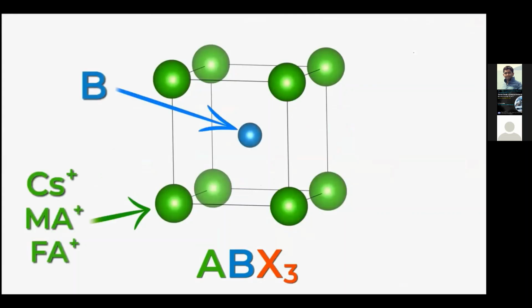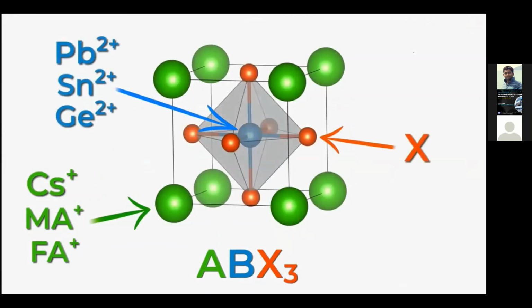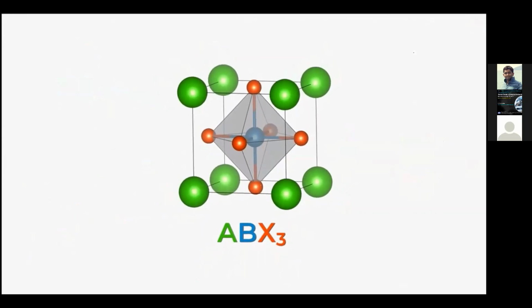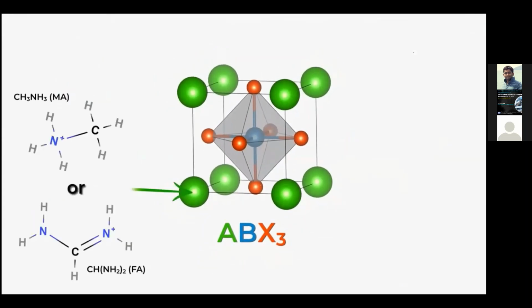B is a metal with a 2+ charge, such as lead, tin, or germanium, and X is a halide ion, that is an atom such as iodine, bromine, or chlorine, with a single negative charge. Generally speaking, successful perovskite cells are a combination of an organic A site and inorganic B and X sites, combining the best of both worlds when it comes to their material properties.